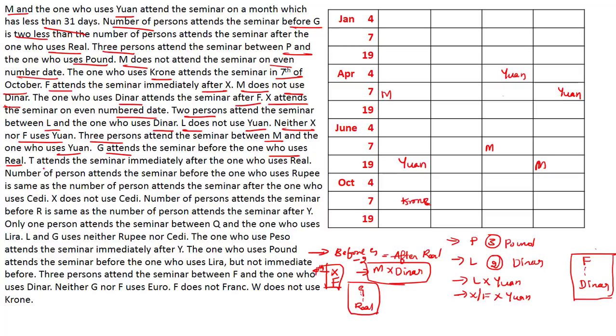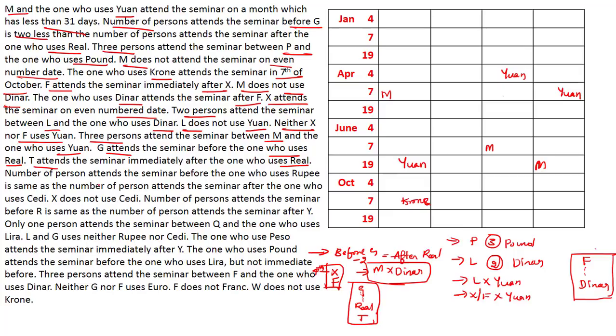Okay, the next one is T attends the seminar immediately after the one who uses real. So immediately after the one who uses real, T will be attending his seminar. Okay, so let me write it here. So immediately after real, T has to be placed, but real has to be after G. Then it is certain that T would be attending his seminar after G.